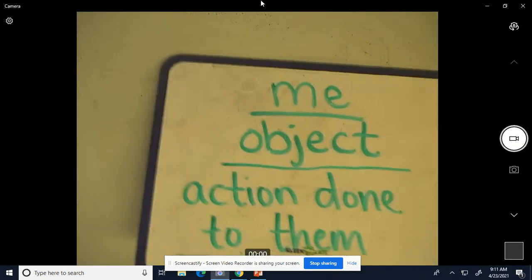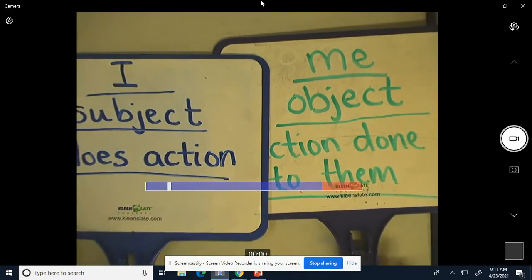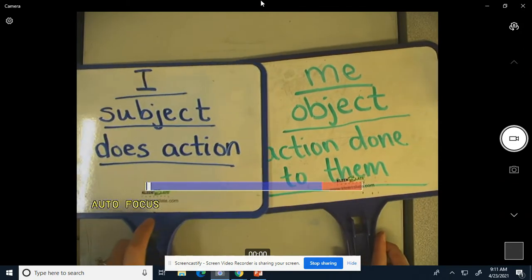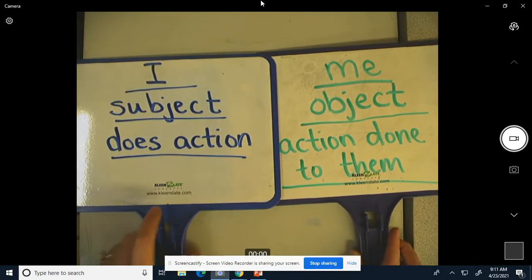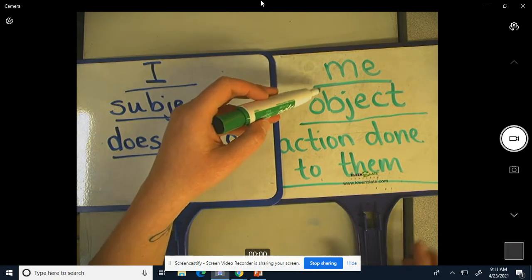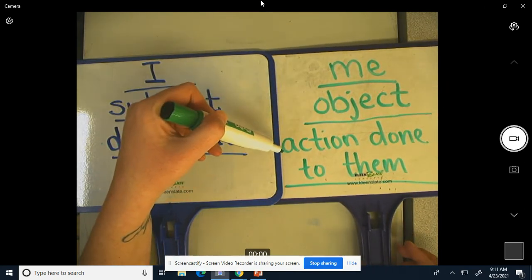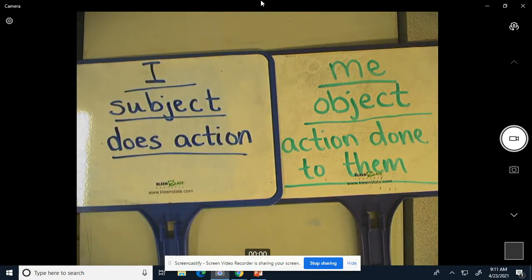Okay? So there are the two that we looked at today. Me and I. So when you use I, you are the subject of the sentence. You are what the sentence is about, and you do something. When you use me, you are the object of the sentence, and the action is done to you instead of you doing it to someone else.